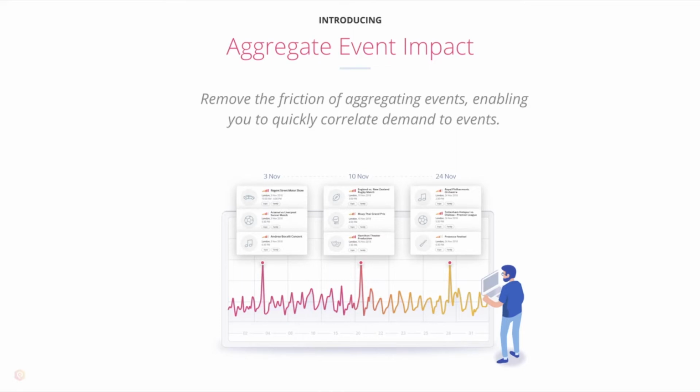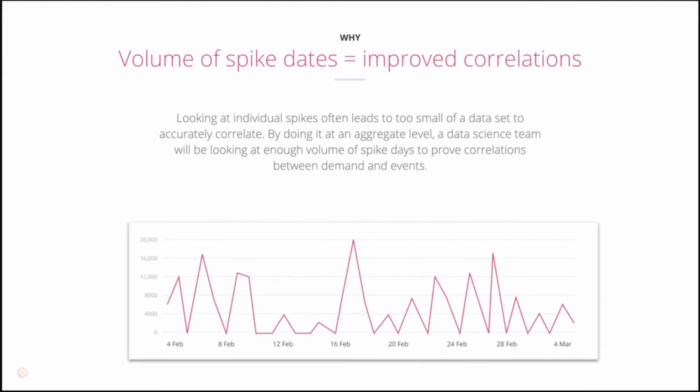The first step is to prove that events cause an impact to your business. Correlating events to your demand is crucial, but also very time consuming and very easy to get wrong. Looking at individual spikes often leads to too small of a data set to accurately correlate. By doing it at an aggregate level, a data science team will be looking at enough volume of spike days to prove out the correlations between demand and events.